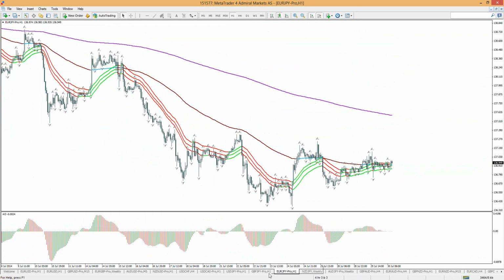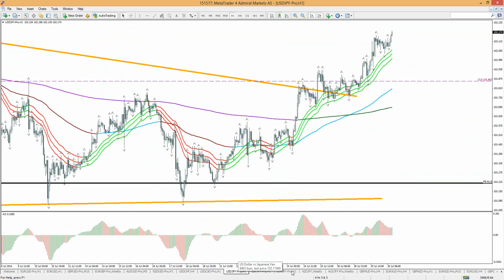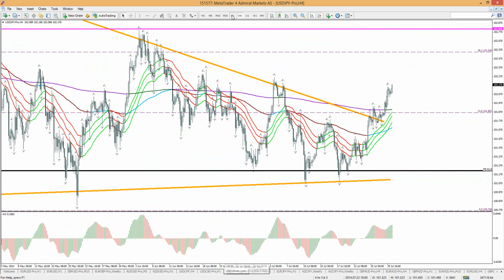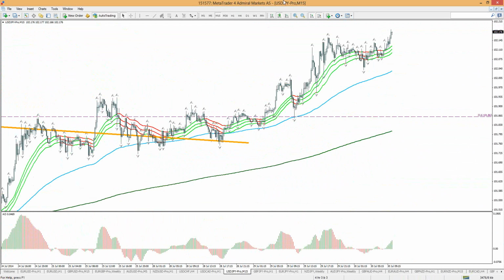Let's see, that I think covers them all because the Euro Yen and Pound Yen are not interesting at the moment. The Dollar Yen is moving up. Let's take a look at the 15.